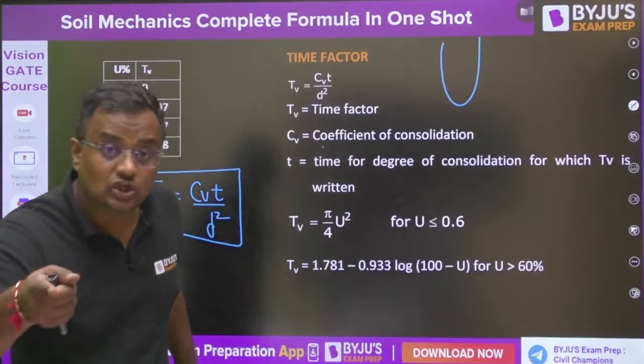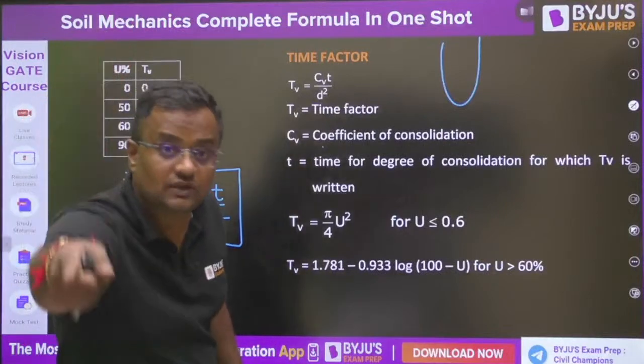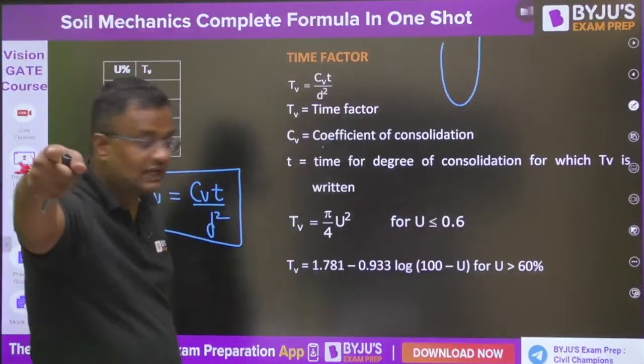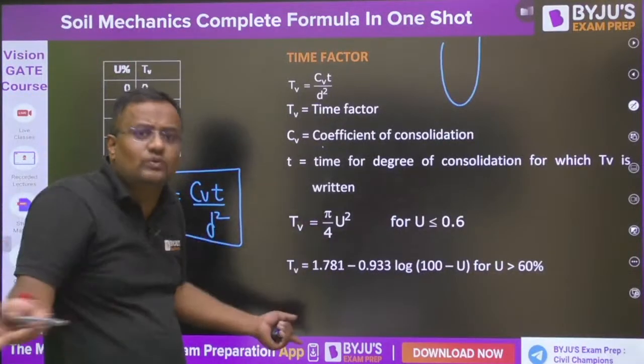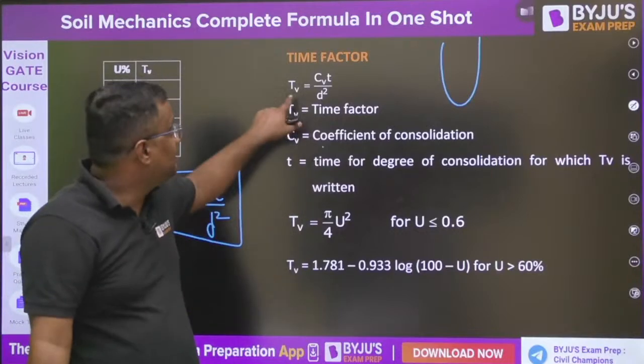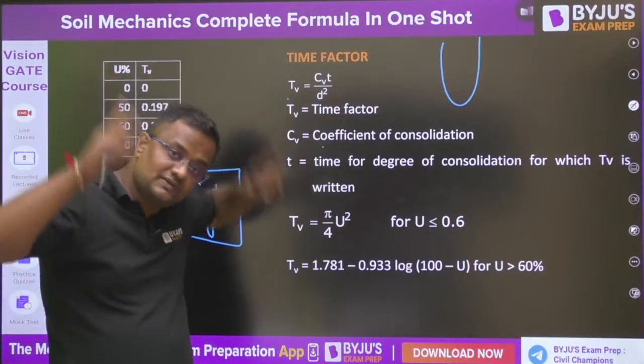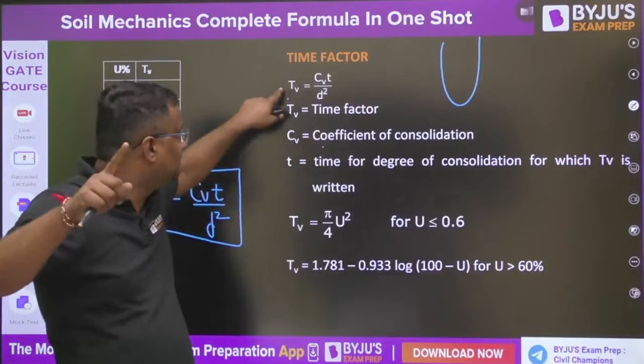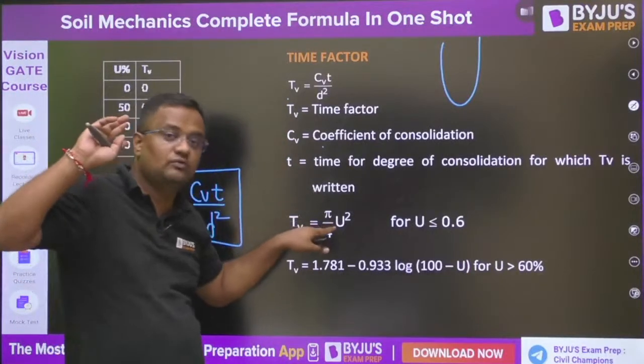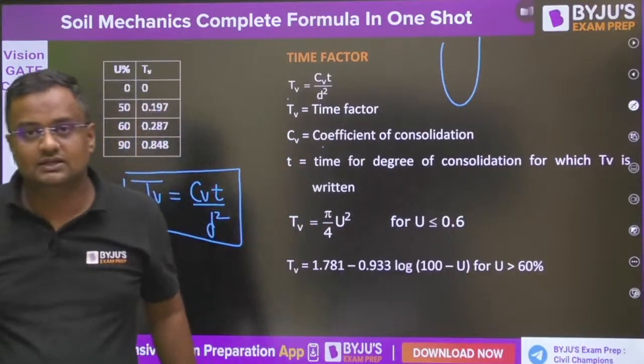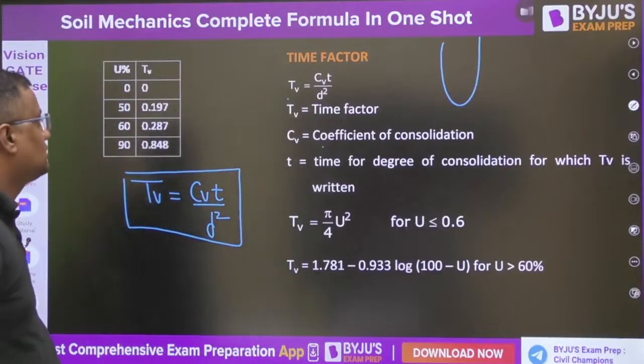For 20% consolidation of sand, for 20% consolidation of silt, for 20% consolidation of clay, TV will be same, because TV has nothing to do with soil. TV is a function of U. For 20% consolidation of sand, gravel, silt, clay, TV will be same, because for everything you will be putting U equal to 0.2 here. So CV depends on soil and TV depends on consolidation.